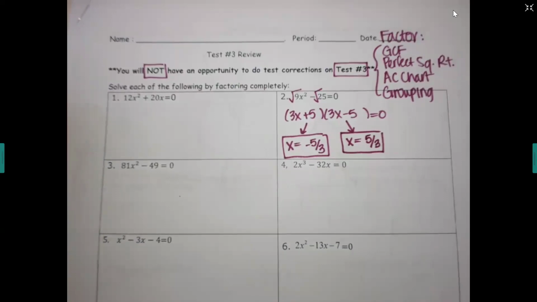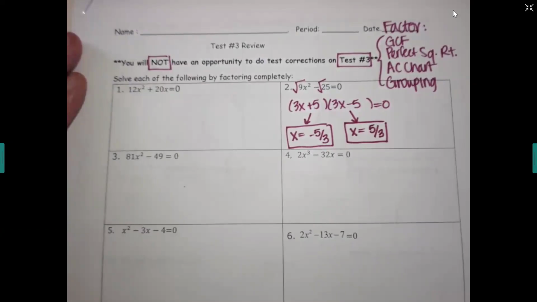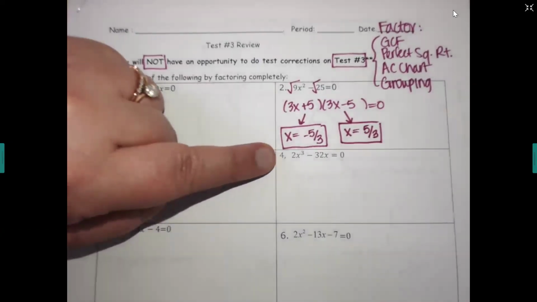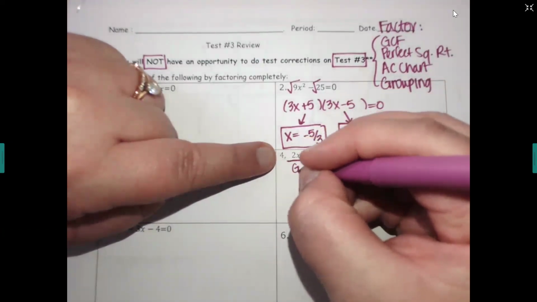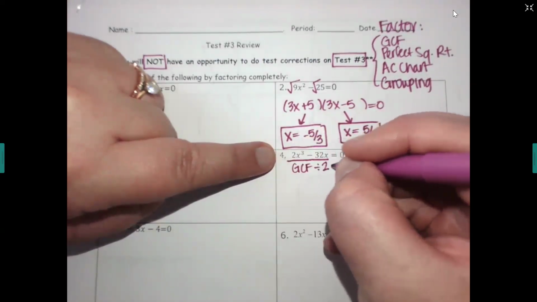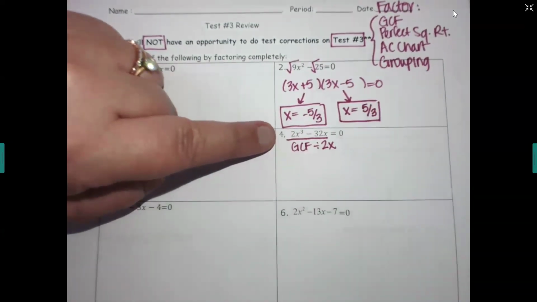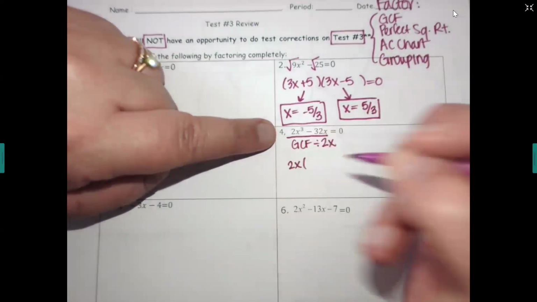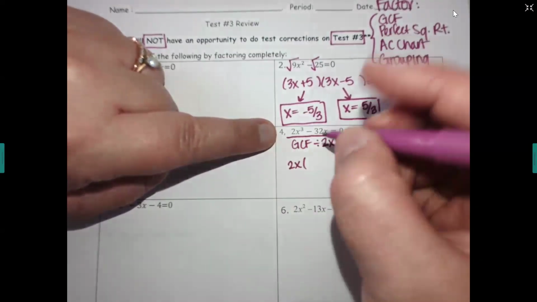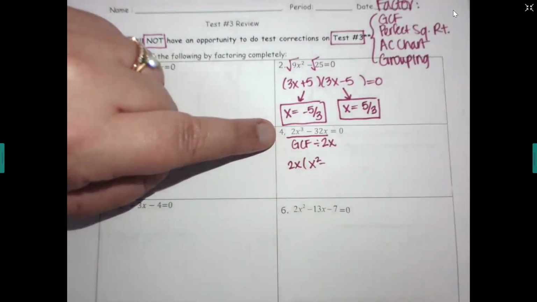Okay, what type of factoring would that be? For number 4, correct. GCF is correct. What can they both divide by? We're going to take out a 2 and an x. Remember, a GCF could be a number, could be a letter, or it could be both. So my 2x is going to come out. My 2x3 is now just going to be an x squared. What's going to happen to my 32x when I divide it by 2x?